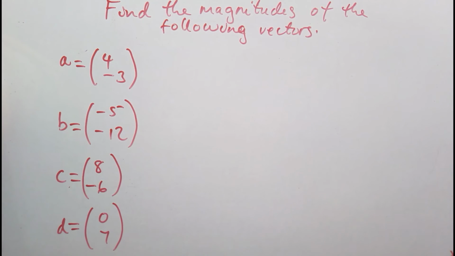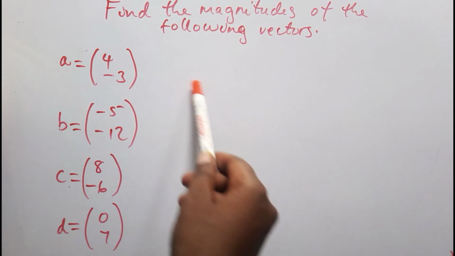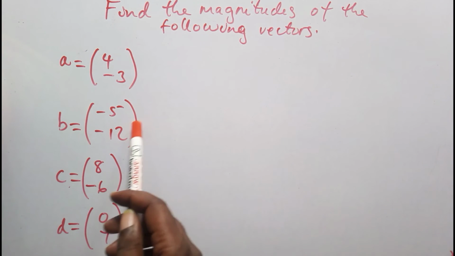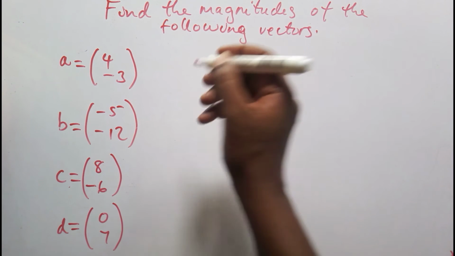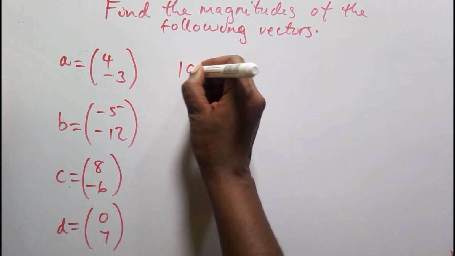Now let's look at more examples. Right there I have A, which is (4, -3). We want to find the magnitude of the following vectors. B, that's (-5, 12). C, that's (8, -6). D, that's (0, 7). And the question asks us to find the magnitude of those vectors.